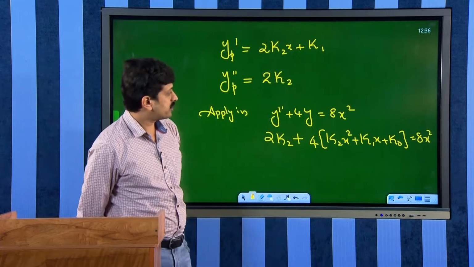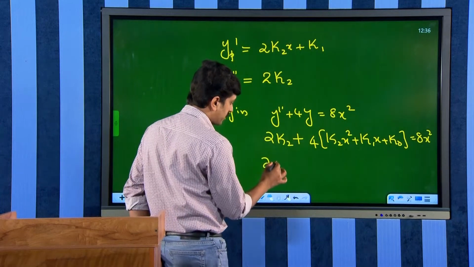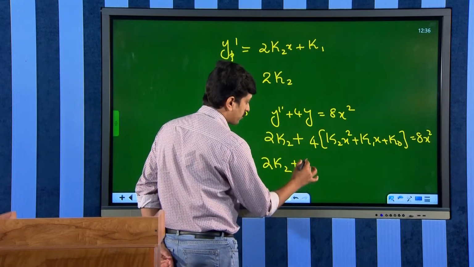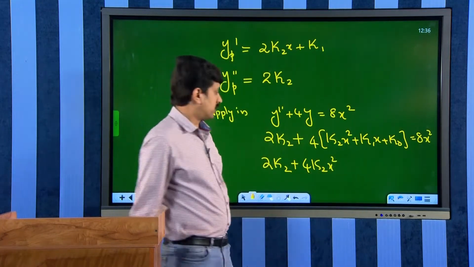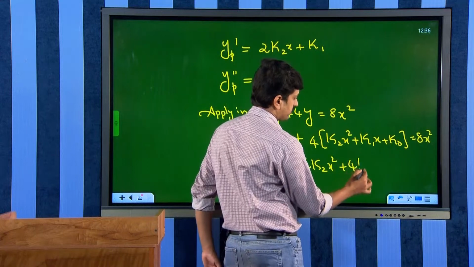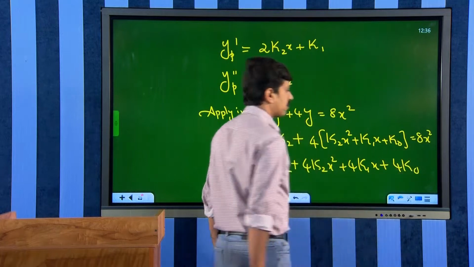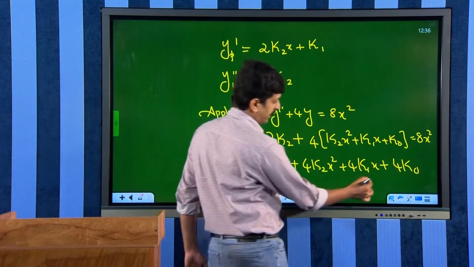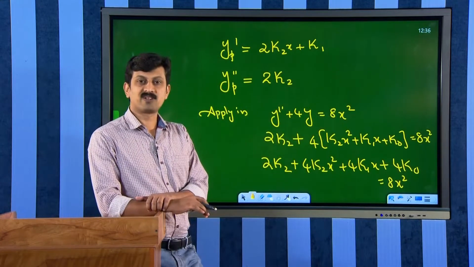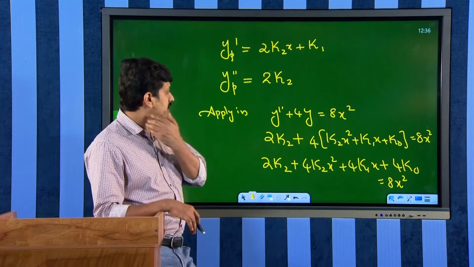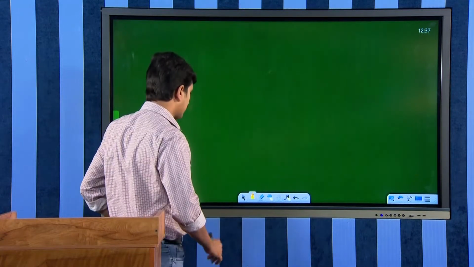See, dear students, we can compare the coefficients of x square. So we can rewrite this again as 2k2 plus 4k2x square plus 4k1x plus 4k naught is equal to 8x square. Fine. Now we can compare the coefficients of x square.